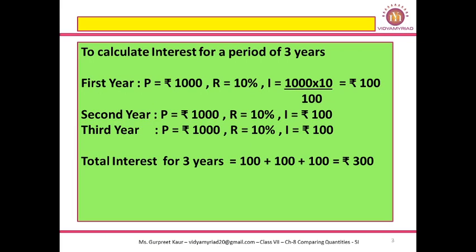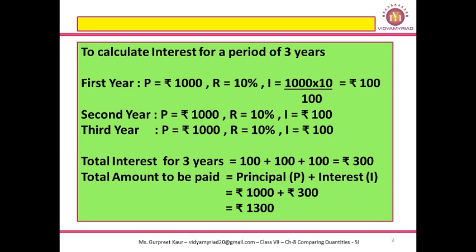So what is the total interest? Total will be 300 at the end of the 3 years. So how much amount is to be paid back? That will be 1000, that is the principal, plus 300 as your interest. Total 1300 needs to be paid at the end of 3 years.